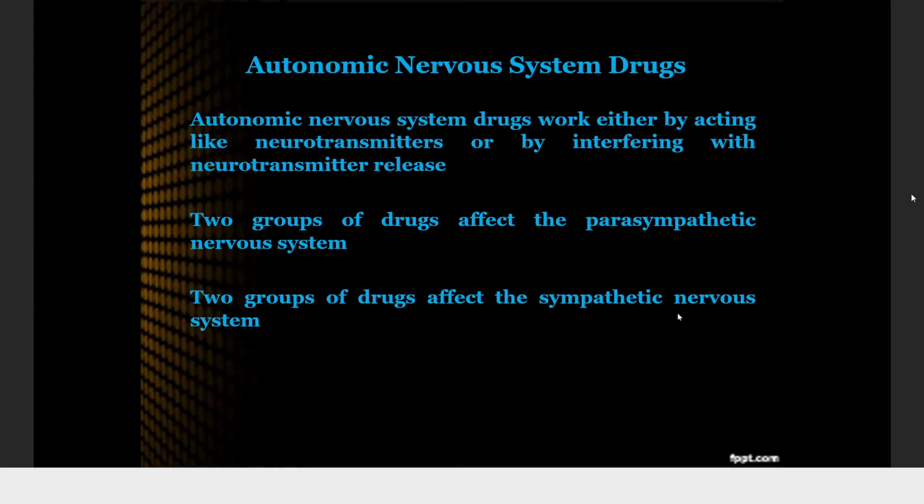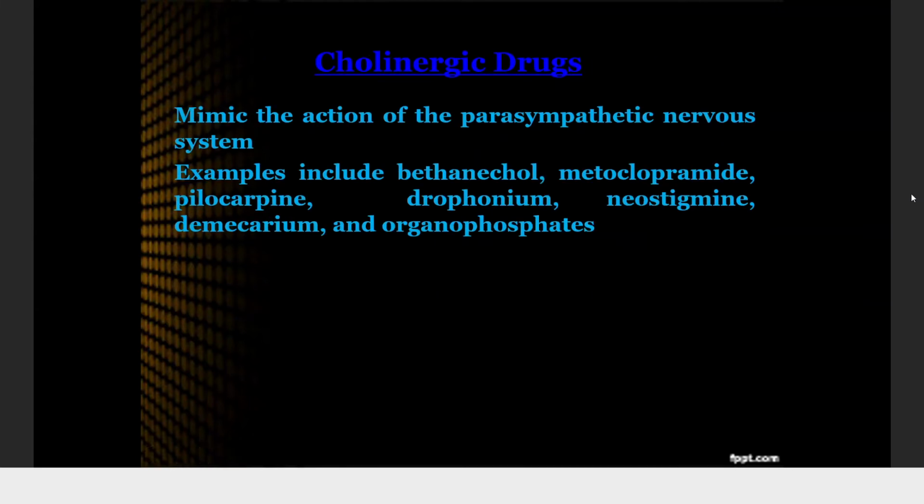The first one is the cholinergic drugs. What they do is they mimic the actions of the parasympathetic nervous system. That's the function of this group of drugs. We have bethanechol, metoclopramide, pilocarpine, bromphenium, neostigmine, and also organophosphates.